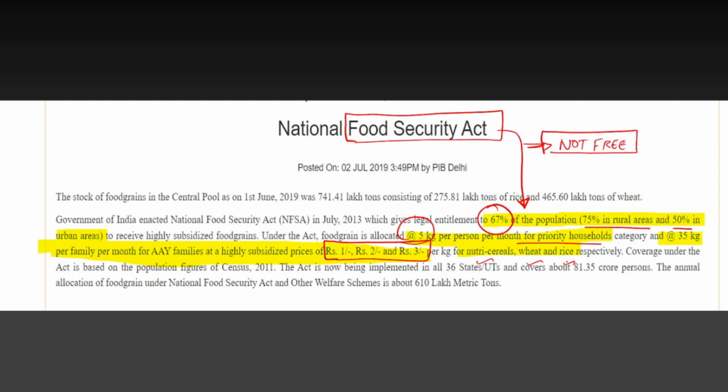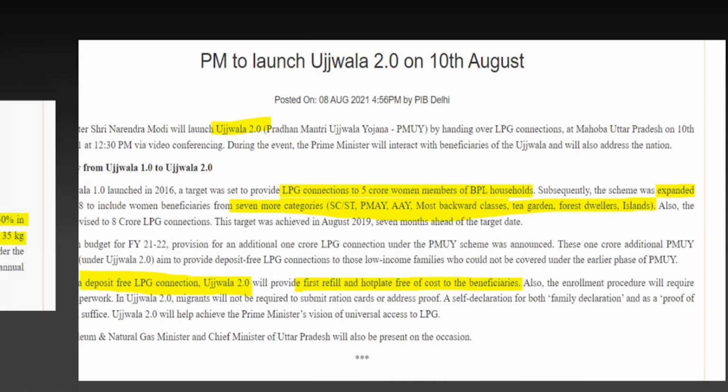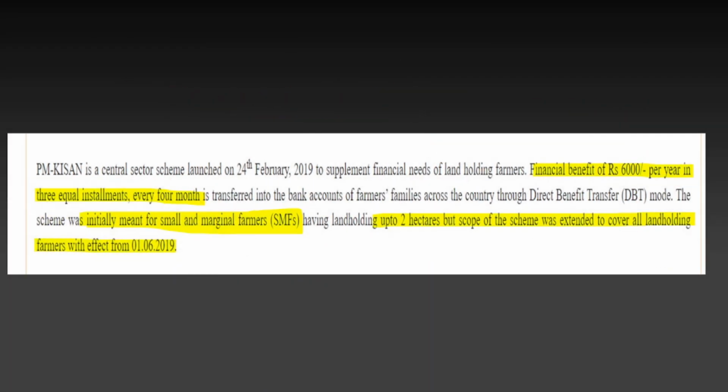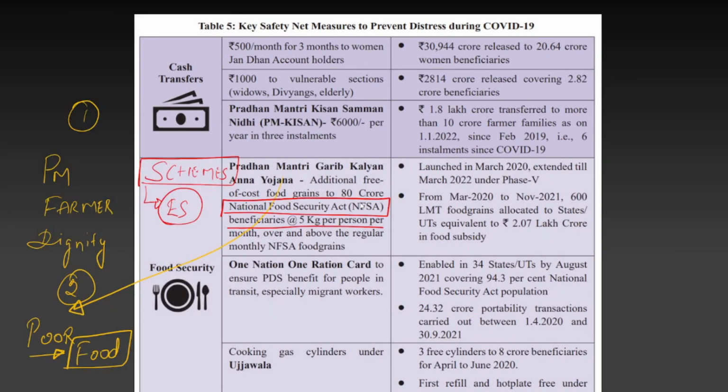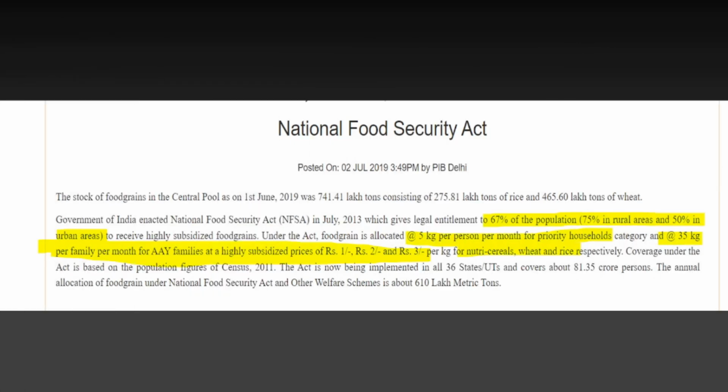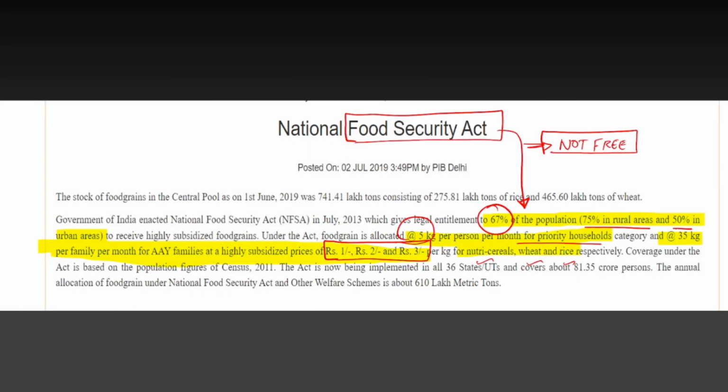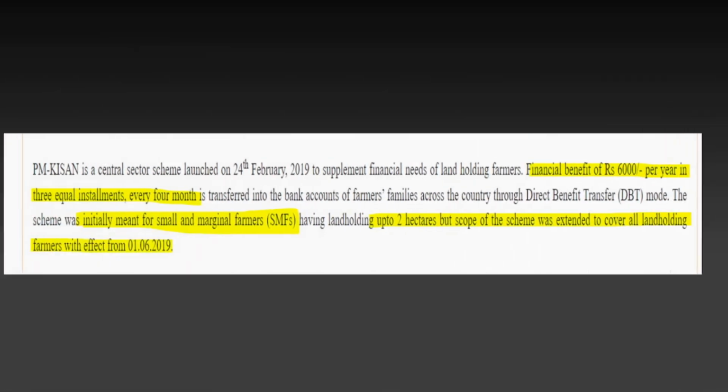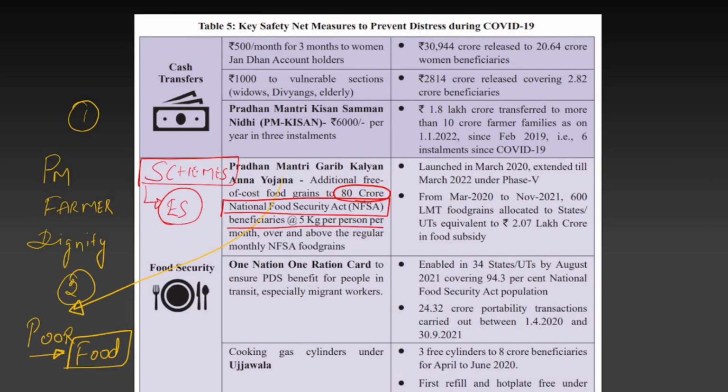So what you should know is that it is not a free thing, but this Garib Kalyan Anna Yojana is during the lockdown. The National Food Security Act is different, but during that lockdown, food grains were given to 80 crore people. This is actually over and above what is promised in the National Food Security Act. This is the point you should note. And here, in Garib Kalyan Anna Yojana, they are giving it for free.